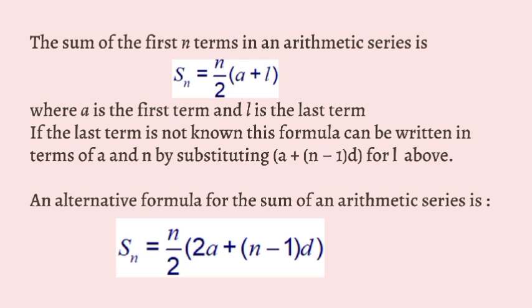The explanation about this topic will continue with Nadiratul Husna. Thanks. I will continue the explanation about the sum of an arithmetic series. The sum of the first n terms in an arithmetic series is Sn equals n divided by 2 times (a plus l), where a is the first term and l is the last term. If the last term is not known, this formula can be written in terms of a and n by substituting a plus (n minus 1) times d for l above. An alternative formula for the sum of an arithmetic series is Sn equals n divided by 2 times (2a plus (n minus 1) times d).